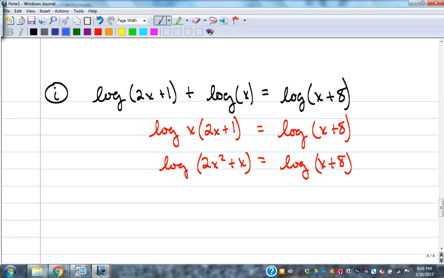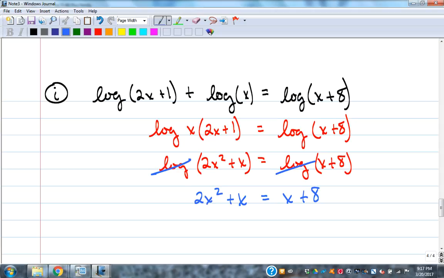If two logs are equal to one another, then what they're taking the log of should be what? Equal. So they can cancel one another out. So we end up with 2x squared plus x is equal to x plus 8. And we need to solve that. It's got an x squared in it.